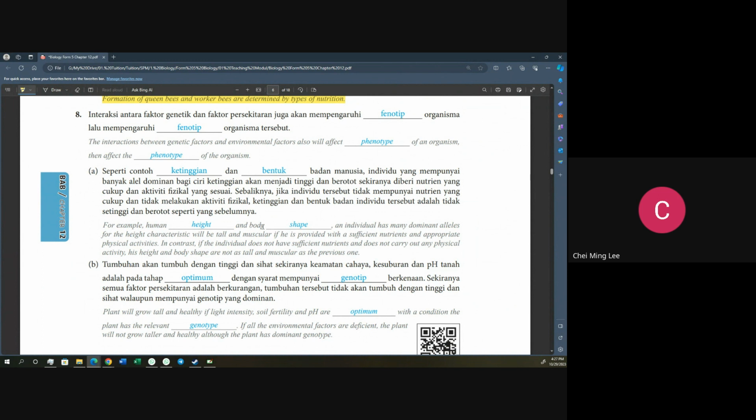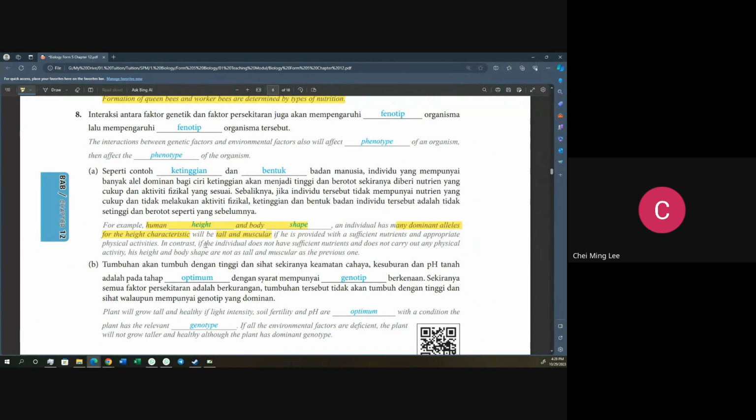Okay, it will actually first affect the phenotype of the organism, and then further affect what he's trying to say here. For example, the human height and body shape. An individual who has many dominant alleles for the height characteristic will be tall and muscular if he is provided with sufficient nutrients and appropriate physical activities. So it means that when he has many dominant alleles for the height characteristic, he will be tall and muscular if he is provided with enough nutrients.